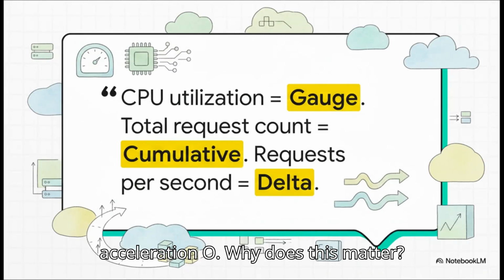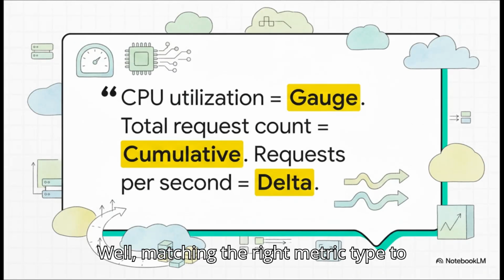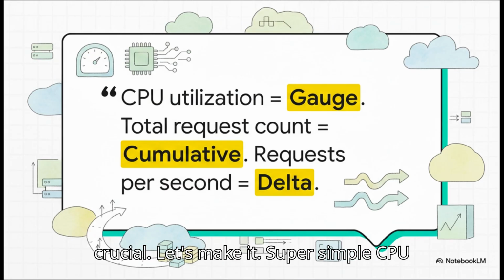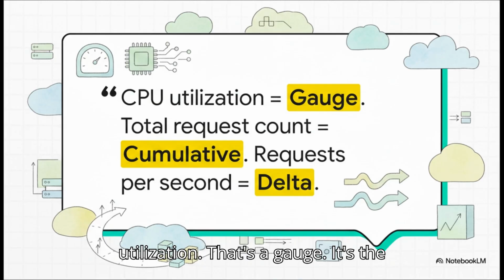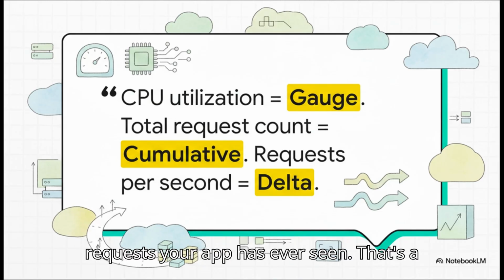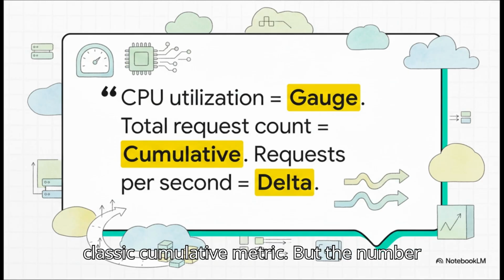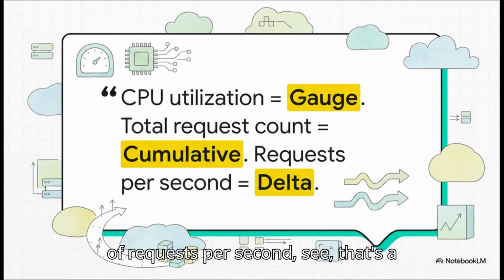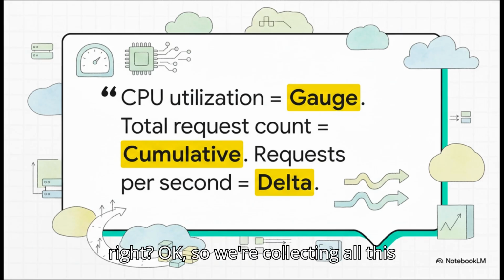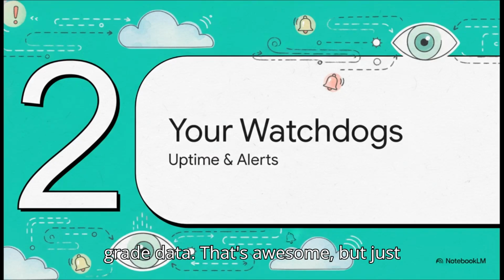So why does this matter? Well, matching the right metric type to what you're measuring is absolutely crucial. Let's make it super simple. CPU utilization, that's a gauge. It's the value right now. The total number of requests your app has ever seen, that's a classic cumulative metric. But the number of requests per second? See, that's a rate of change, so that's a delta. Easy, right?